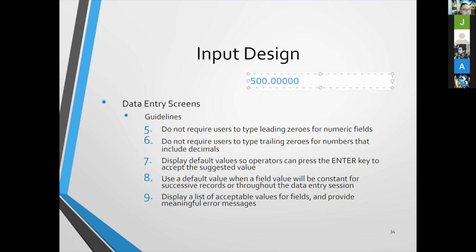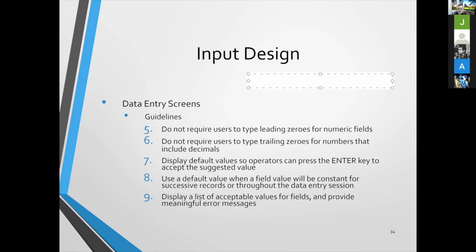But if you let users type like this, 500.0000000, these are trailing zeros, too much. Users may type 500.00, or they may just type 500, and once they press enter or press the tab button, the 500 will be added with 0.00 automatically, something like that. This is okay, but don't let users enter so many trailing zeros.